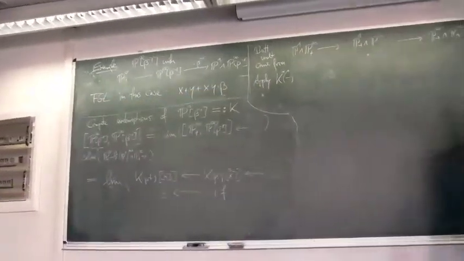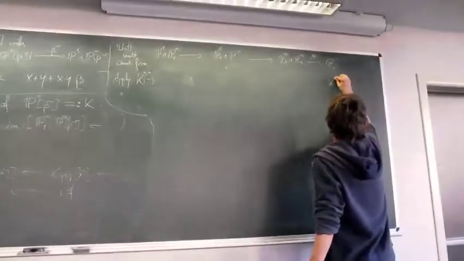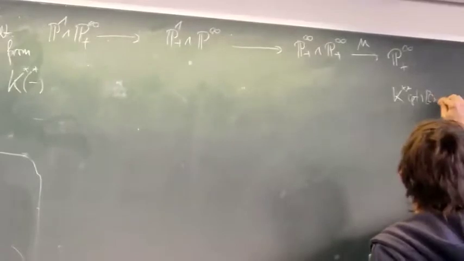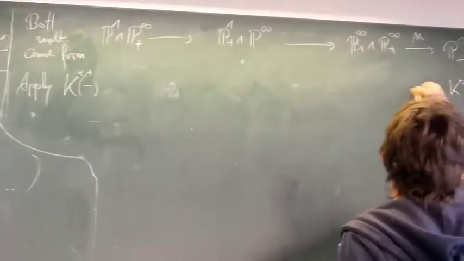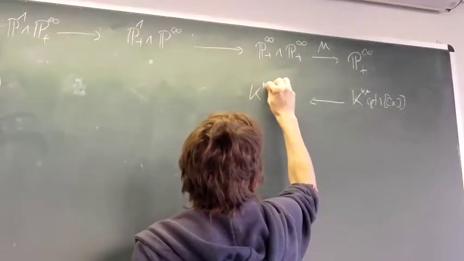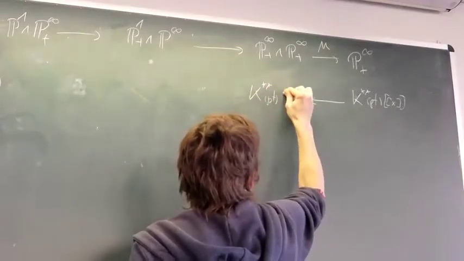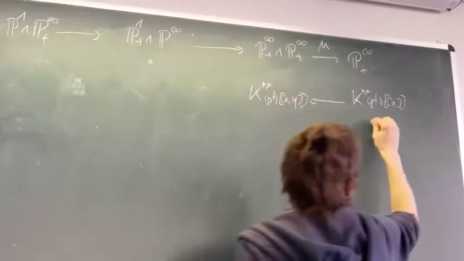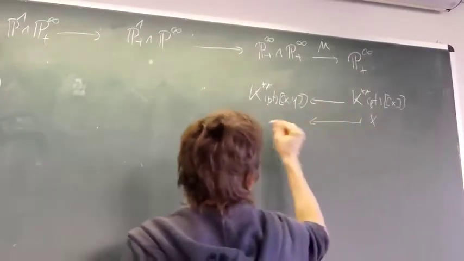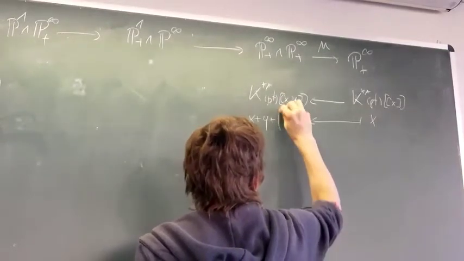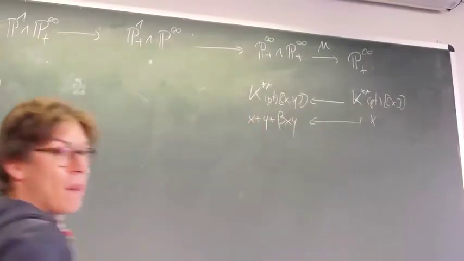Okay, so here this one. We know this. Let's take the point K-theory of it. This one I told you, it's a power series ring in two variables. And x goes to this formal group law. That's how it was defined: x plus y plus beta xy.